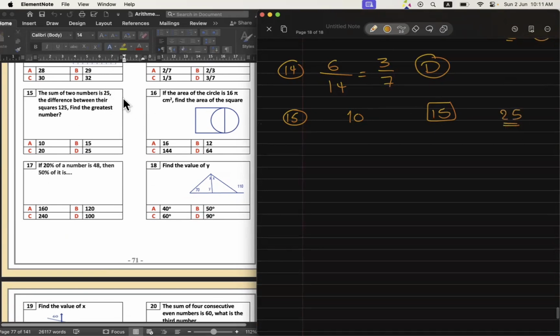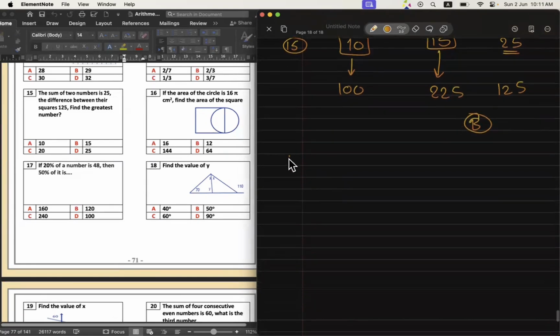Their sum is 25. If we want to find their squares, 10 squared equals 100, and 15 squared is 225. The difference between both numbers' squares will be 125. It satisfies the second condition, which is that the difference between their squares is 125. So the two numbers are 10 and 15. So the greatest one will be 15. So the answer is B.